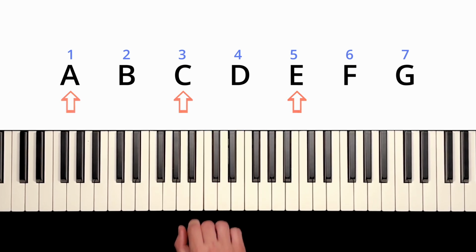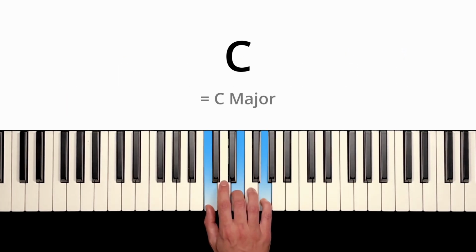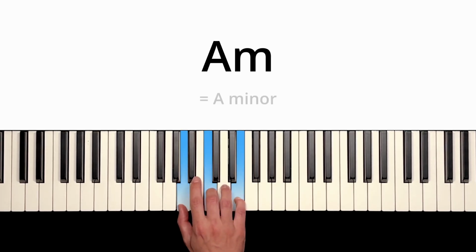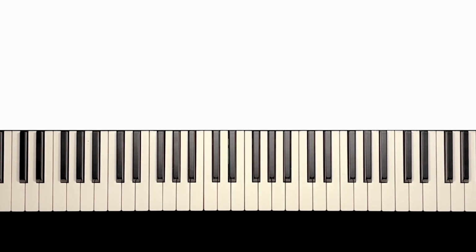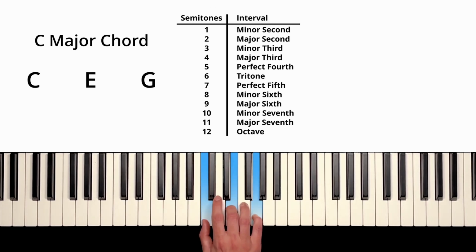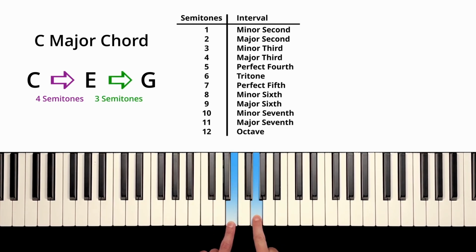In the most common system of chord notation, a capital letter represents a major chord, and we indicate a minor chord by adding a lowercase m. So, what's the difference between a major and a minor chord? Let's take a look at the intervals they use. In our C major chord, we have 4 semitones between C and E, and 3 semitones between E and G. So, from our root note, we go up a major third to E, and then a minor third to G.